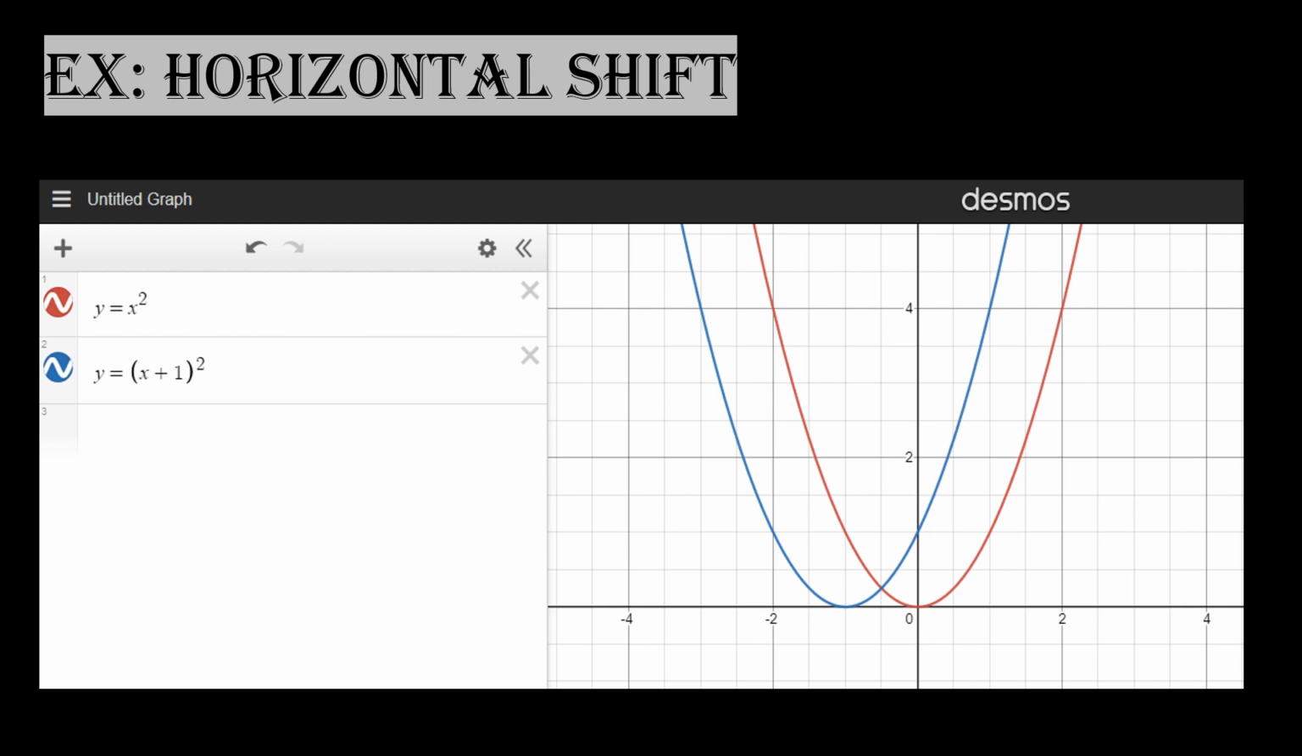So one thing that I want to point out is that previously, for vertical transformations, we would be adding or subtracting outside of the function itself. Here, notice that we're actually adding or subtracting inside the function.